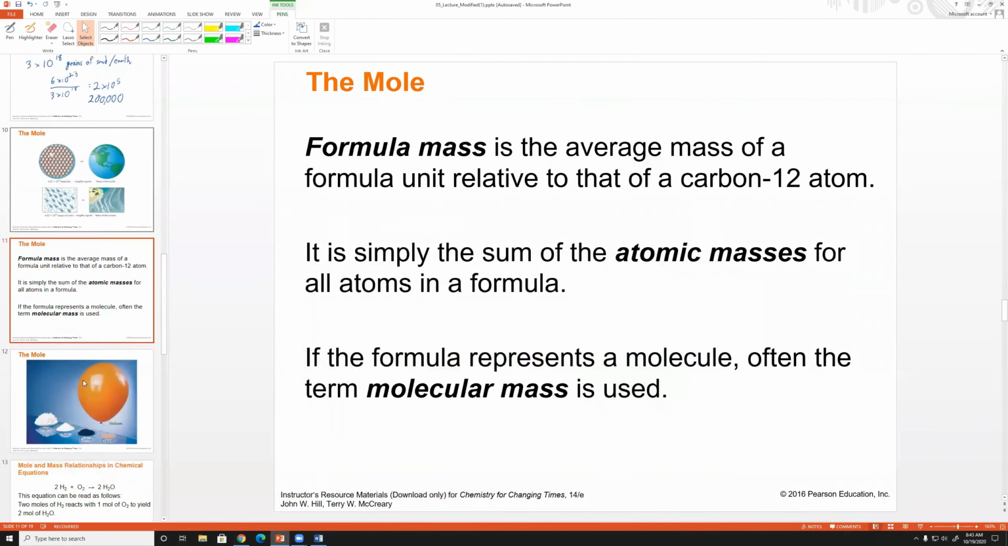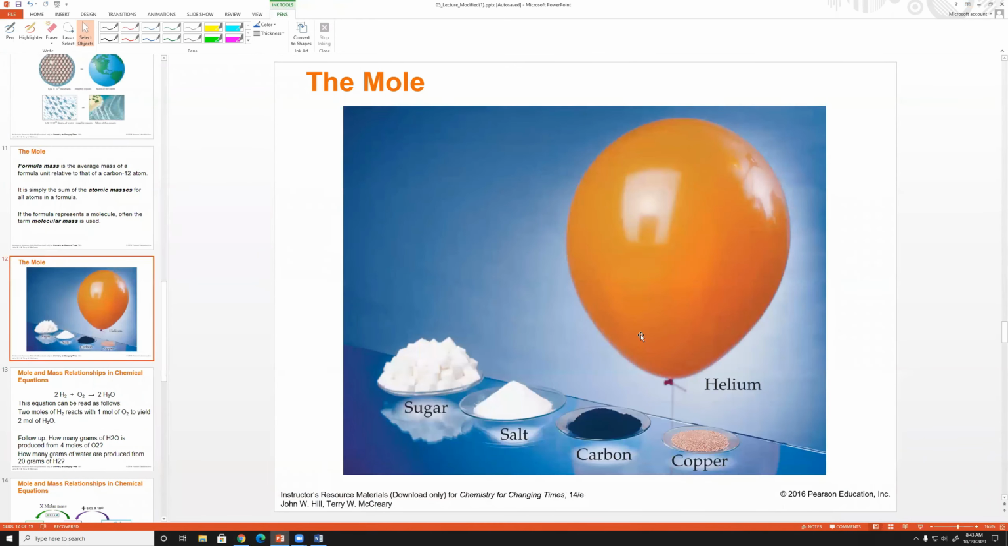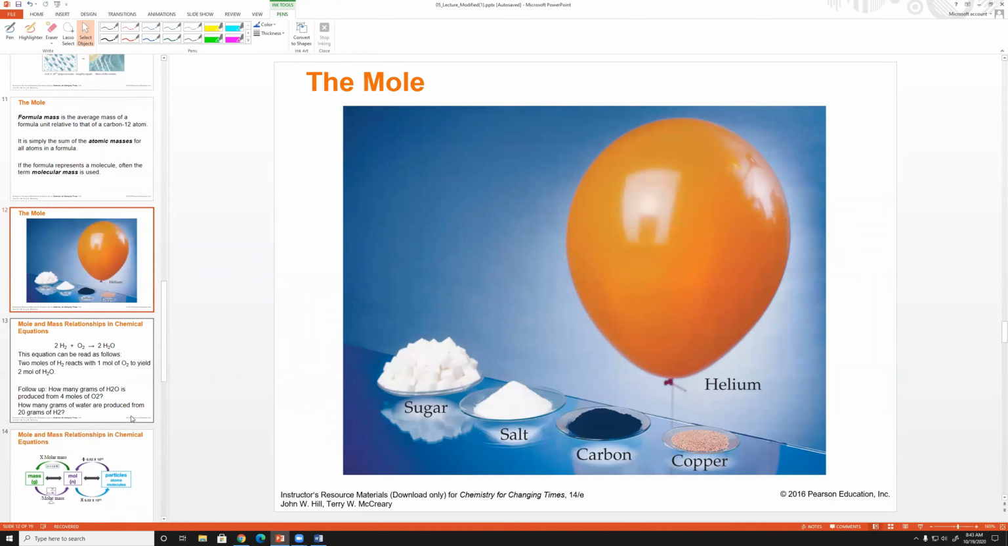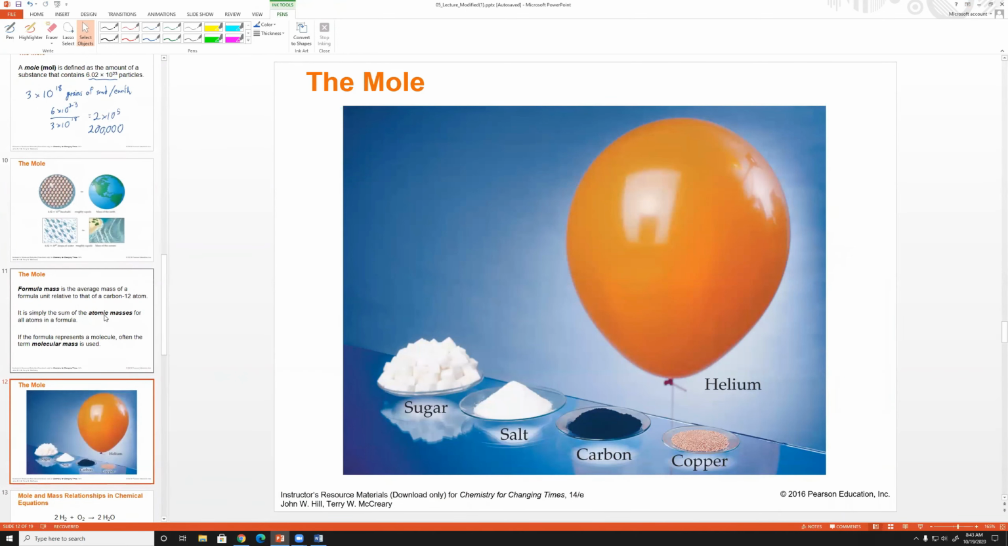Okay, so how do we calculate these? Here's some different quantity like carbon, copper, salt. There's a mole of everything. There's a mole of stuff. But let's do some molar mass first.